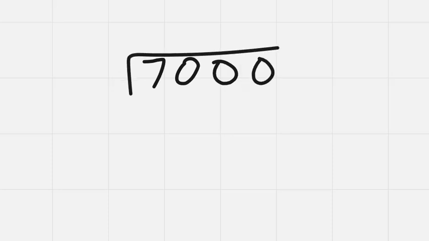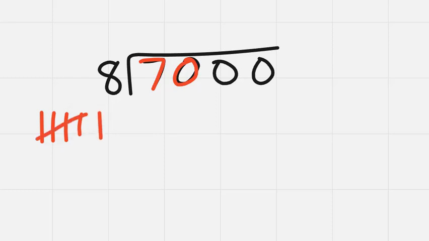Our next problem is 7,000 divided by 8. We'll begin by looking at the first number, which is 7. 7 is less than 8, so we'll look at the digit next door, 0. So we're going to count by 8 until we get to 70, as close as we can. 8, 16, 24, 32, 40, 48, 56, 64, 72. 72 is too high, so we stop at 64. That's 1, 2, 3, 4, 5, 6, 7, 8.